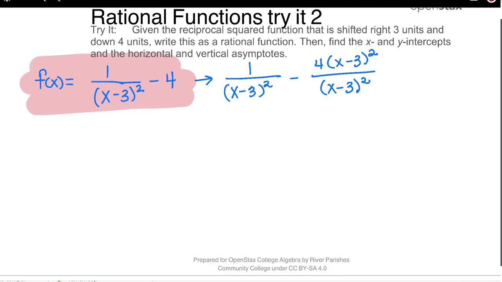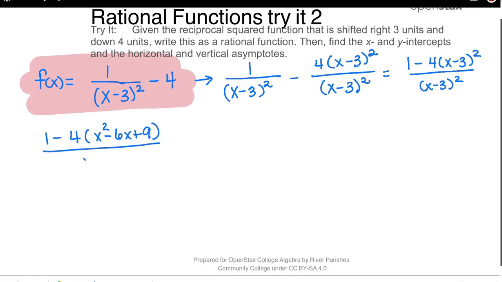I'm just changing the expression so that the denominators are common and we can subtract. So in the numerator I have 1 minus 4 times x minus 3 squared, over x minus 3 squared. I've run out of space there, so I'm going to come down here. This is 1 minus 4 times x minus 3 squared. If we expand that, x minus 3 squared is x squared minus 6x plus 9. I'm just going to leave the denominator as x minus 3 squared for now. It's easier to write that way.